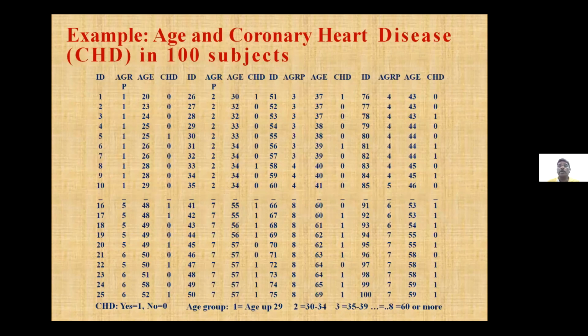This is an example of age and coronary heart disease of 100 subjects. We are not showing the full data in the slide. CHD means coronary heart disease. Yes means present, the response is 1. No, 0 means no CHD is there. This is the age of the patient. Sorry, AGE.